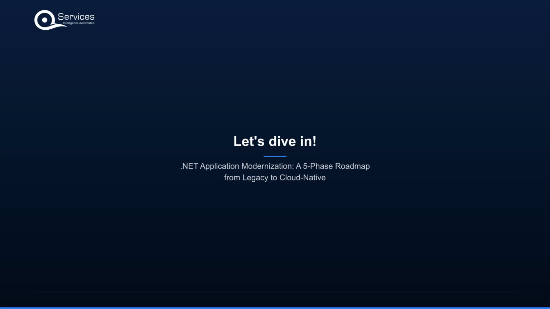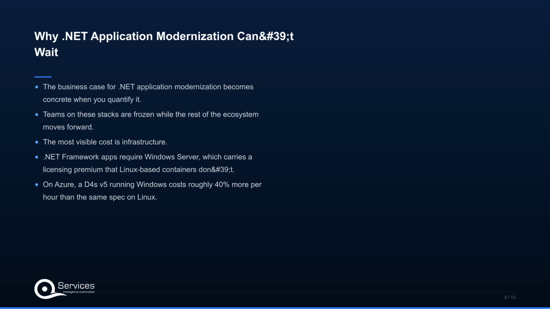Let's get into it. Next up, why .NET Application Modernization can't wait. The business case becomes concrete when you quantify it. Microsoft ended mainstream support for .NET Framework 4.6.x and earlier, and while extended security updates exist for some versions through 2032, those cover security patches only, no performance improvements, no new runtime features, no Linux or container compatibility. Teams on these stacks are frozen while the rest of the ecosystem moves forward.